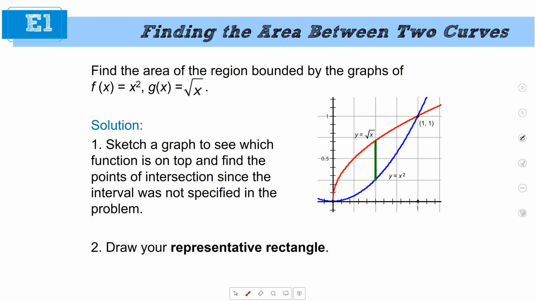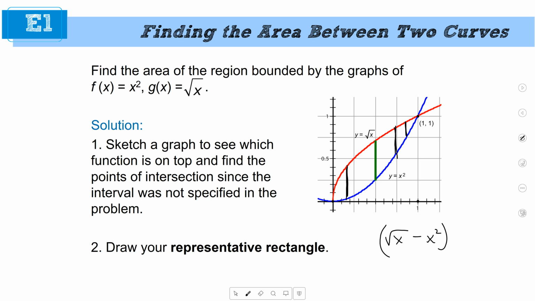If I drew my representative rectangle somewhere else, let's suppose I put it over here, it would still be f of x minus g of x. F of x minus g of x. You get the idea there. But I only care about the green one. So the green one has a height of square root of x minus x squared.